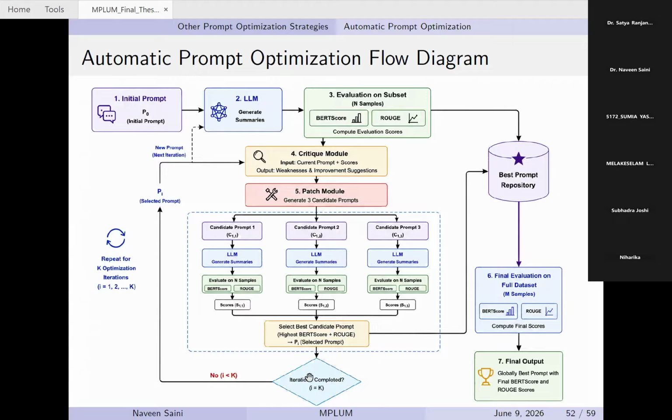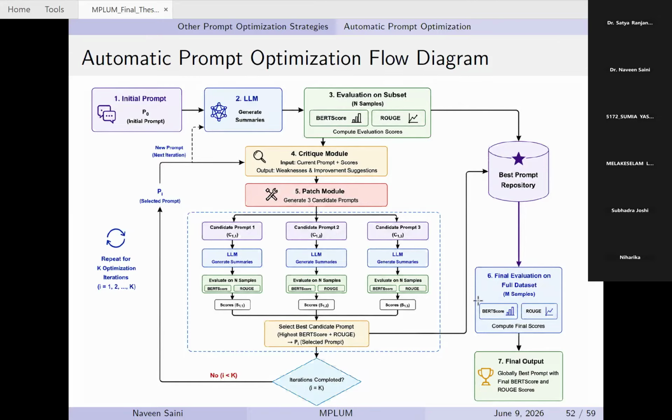Then again, if the iteration is completed, yes. If not, we will provide it to the critic module, which will identify the weakness of the best summary, you can say, or best candidate, and then pass it to the patch module, and like this it will keep on iterating. When the iterations are over, it will go to the best prompt repository. We will do the final evaluation on the full data set. After finding out, you can do it on 50 samples. For example, suppose I have 1000 documents in a data set. You can do it on 50 samples and then replicate, after finding out the best prompt, you can generate the result on the 150,000. That is possible.